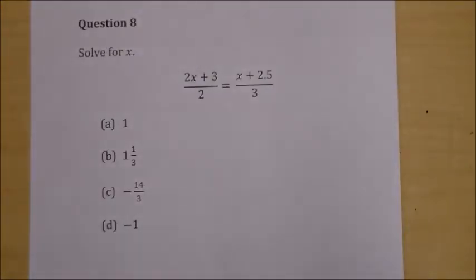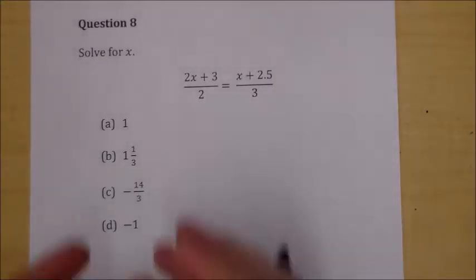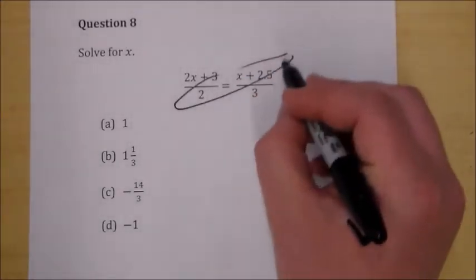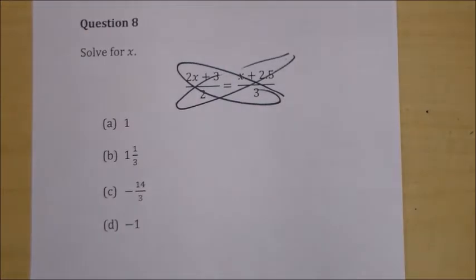Okay, question number 8. You have solve for x and you have a big mess here and you're like, oh my gosh, how am I going to deal with this big mess, and I don't know what to do. I can start pulling it apart and working at it, but I look at this and I'm like, oh, you can cross multiply, right? You could cross multiply here and cross multiply there and you'll be successful.